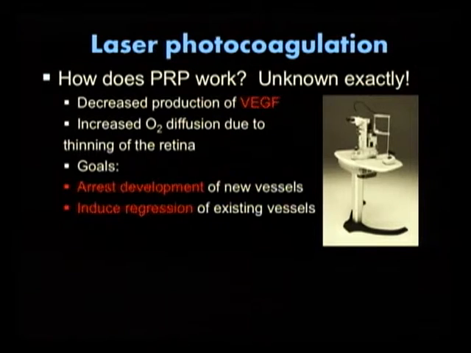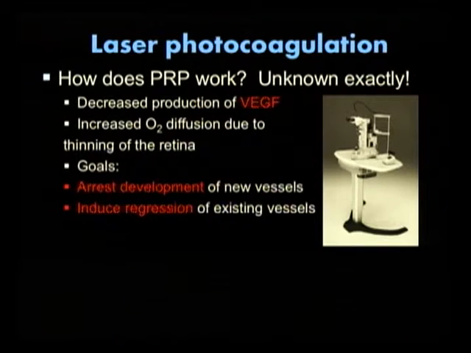How does laser photocoagulation or PRP work? And this is a great question. We don't really know the mechanism exactly, but there are a few hypotheses. We know that laser decreases the production of VEGF, which I mentioned before is the molecule that occurs in states of hypoxia or low oxygen level. There is increased oxygen diffusion due to thinning of the retina, and also by providing a decreased oxygen requirement to the tissue, we have less of a stimulus for the development of new blood vessels.